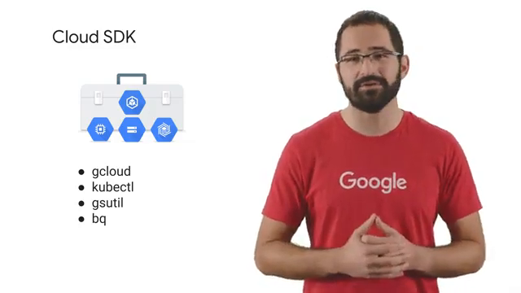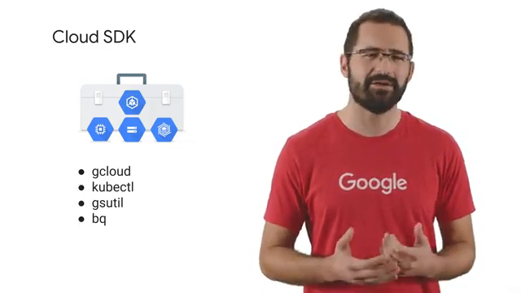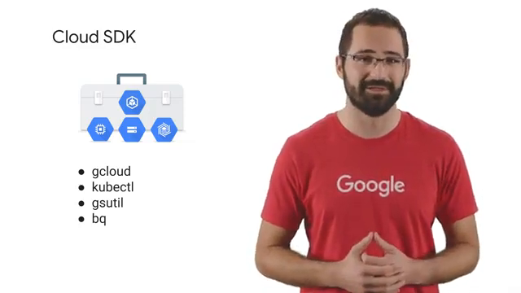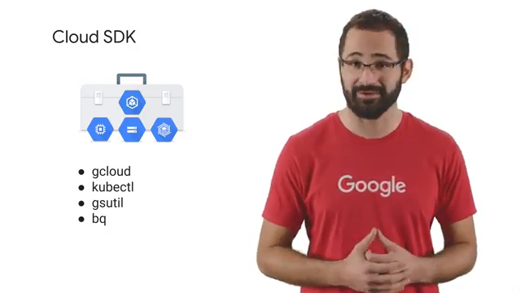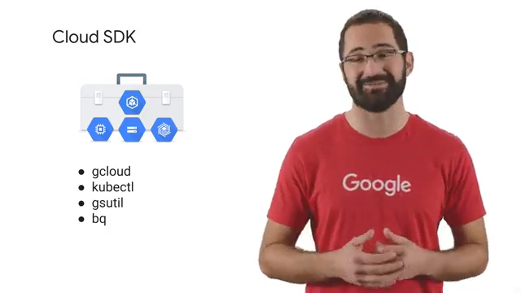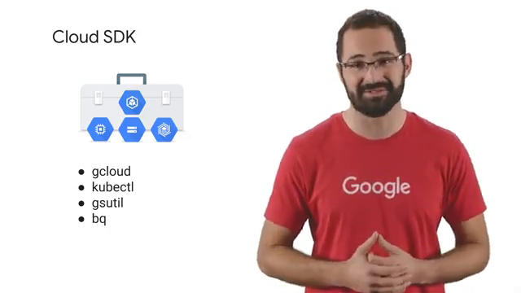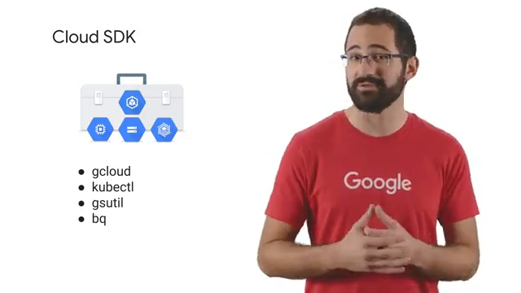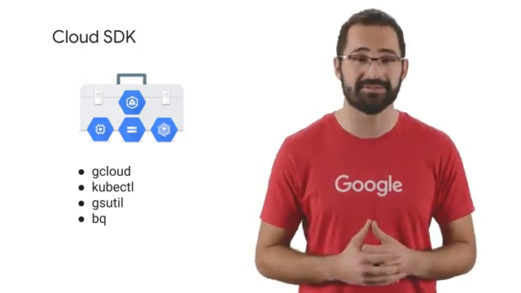Alternatively, you can download and install the Google Cloud SDK onto a computer of your choice. The Cloud SDK contains a set of command line tools for the Google Cloud Platform. Most notably for us, it contains the gcloud and the kubectl commands, which we will use a lot of in this course. It also contains the gsutil and bq utilities. You can run these tools interactively or in your automated scripts. The Cloud SDK contains client libraries for various programming languages too.